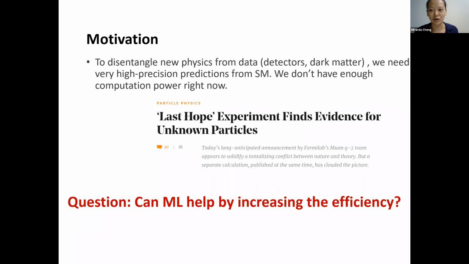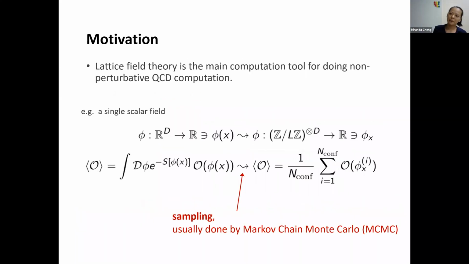We're not looking for new ideas. We're not looking for brand new theoretical insights. What we're doing is we want to improve the tools we have in order to compute better using old physics. Apart from that, there are many places where we need sampling in everyday life. But let's stick to lattice field theory for now. It is the main computational tool for doing non-perturbative computations in quantum field theory, such as LQCD.